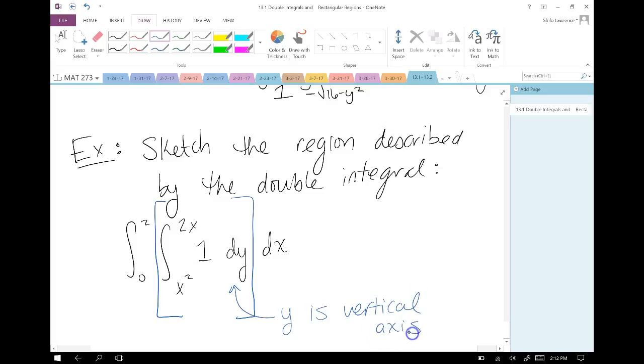You could literally, since you see dy there, set y equal to those two functions. And that is your top function and your bottom function. Since this says y, you have y equals 2x as your top bound, and you have y equals x squared as your bottom bound.